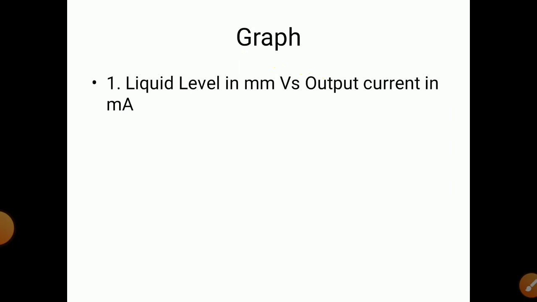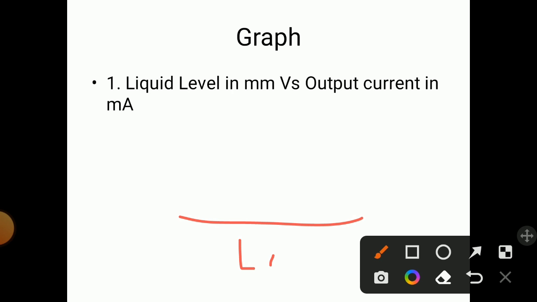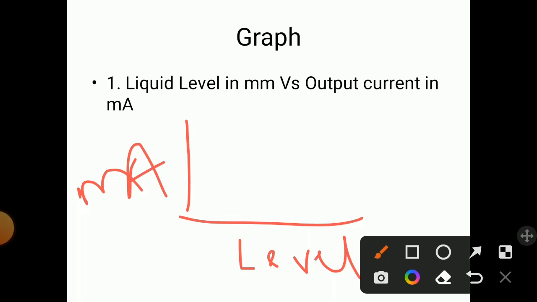Now we have to plot the graph. How will you plot the graph? Liquid level in mm versus output current in milliampere. So this you have to plot. On the x-axis you should take liquid level, and on the y-axis, current in milliampere. This you have to take.